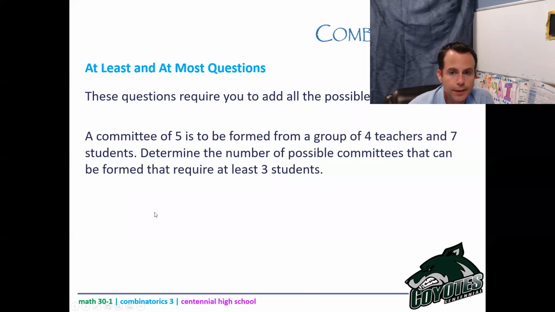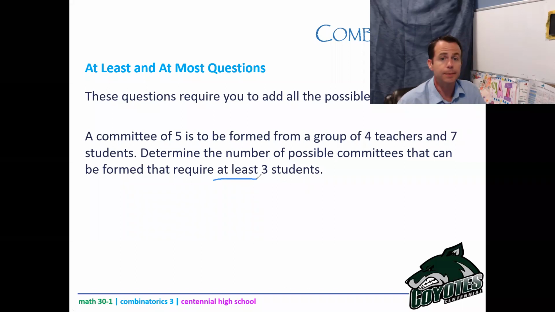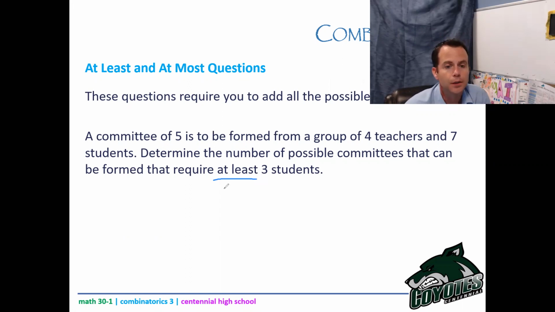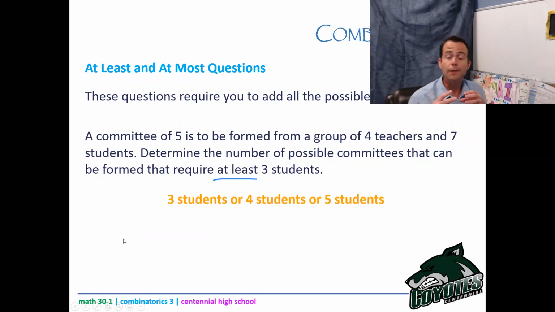So we're looking at this word at least. At least means I could have 3 students, I could have 4 students, or I could have 5 students, okay? 3 students, 4 students, 5 students. Now, you have to interpret that though, because I also still need to make a 5-person committee. It says a committee of 5 is to be formed. So 3 students actually means 3 students and 2 teachers. That's how I get a 5-person committee there.